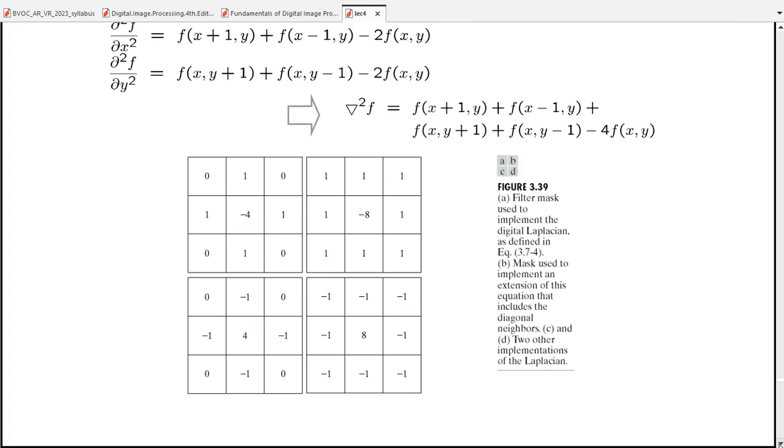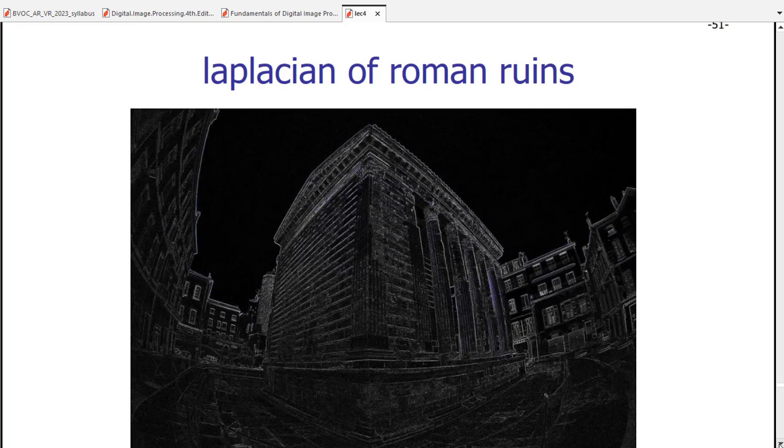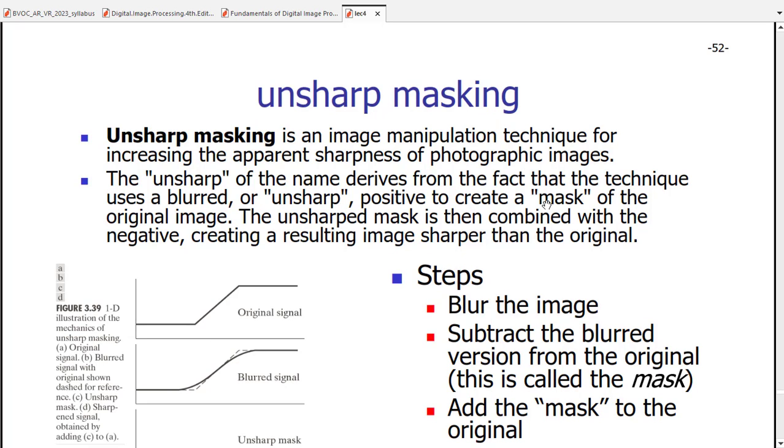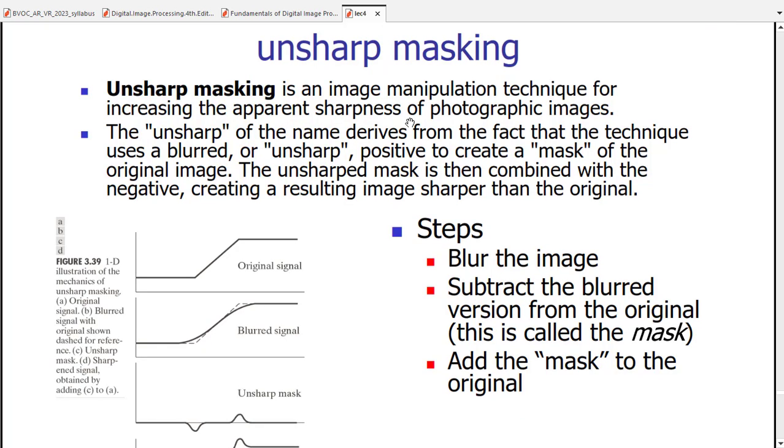Another one: unsharp masking. Unsharp masking is an image manipulation technique for increasing the apparent sharpness of photographic images. The name derives from the fact that the technique uses a blurred, or unsharp, positive to create a mask of the original image. The unsharp mask is then combined with the negative, creating a result image sharper than the original. Here we have the original signal, the blurred (unsharp) signal, and the sharp signal.